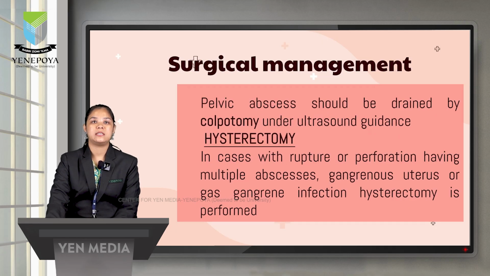If the infection is severe and there is a presence of abscess or the infection spreads, surgical management also could be opted. In case of pelvic abscess, it should be drained by colpotomy under ultrasound guidance. Hysterectomy is a procedure where the uterus will be removed. In case of rupture or perforation having multiple abscess, gangrenous uterus or gas gangrene infection, hysterectomy is performed. So these are some of the curative measures, including medical as well as surgical management.